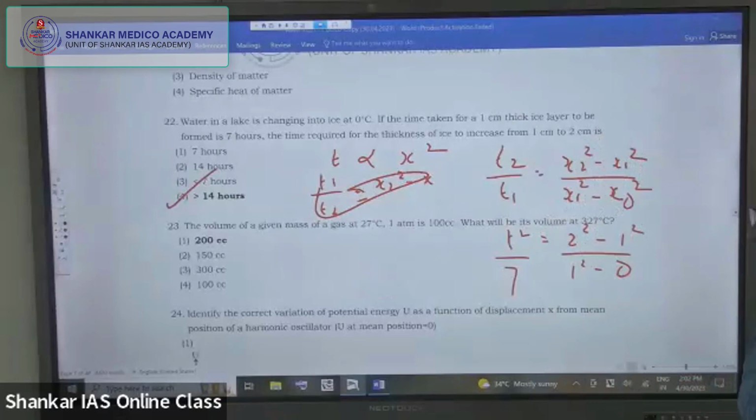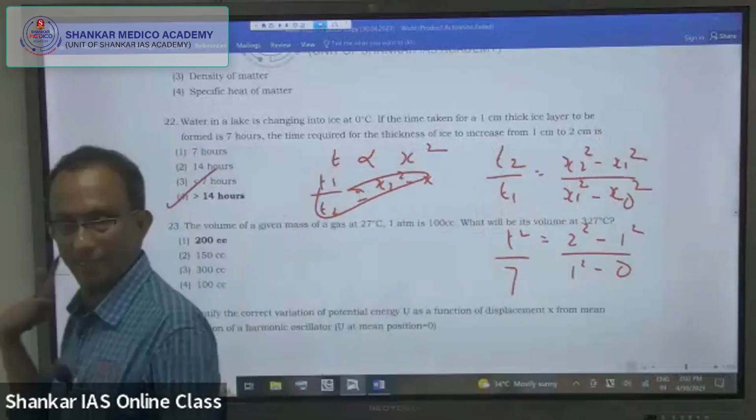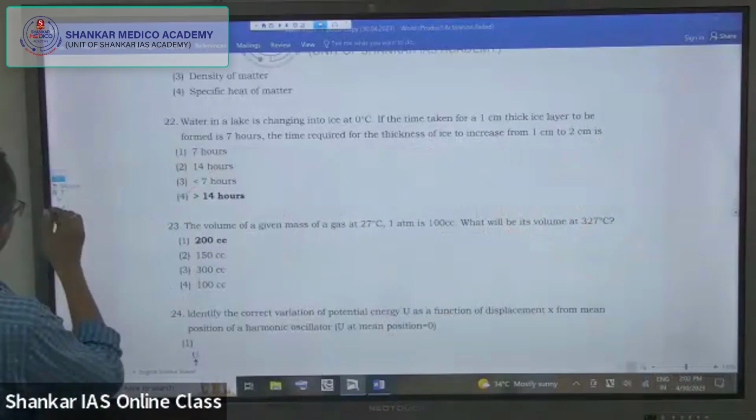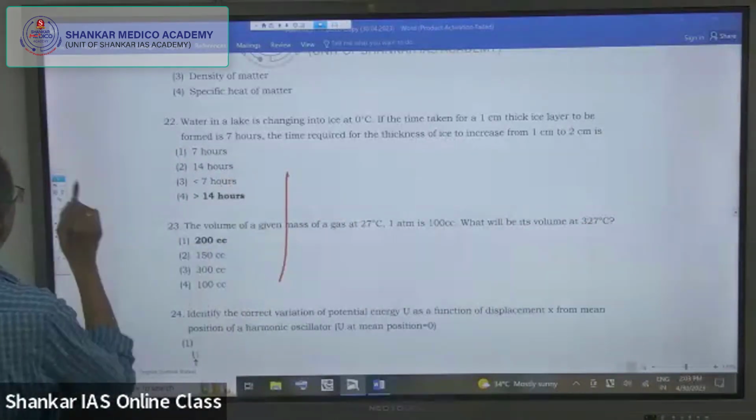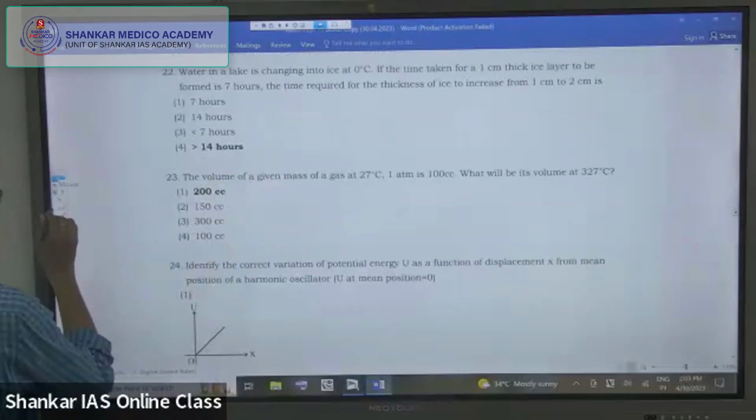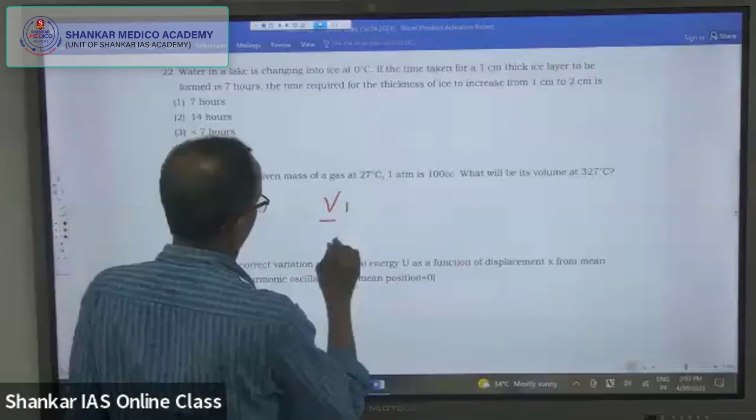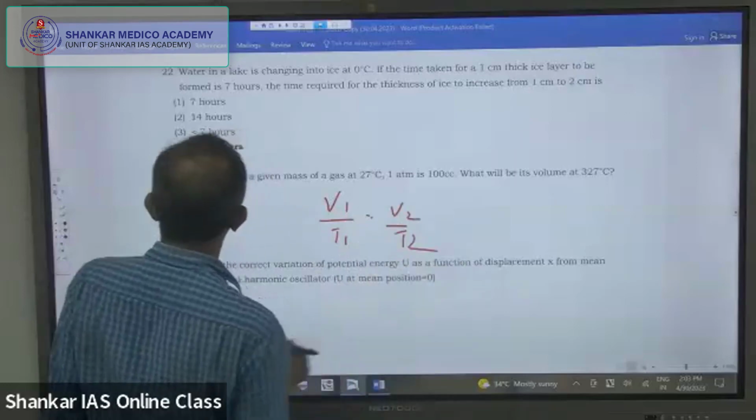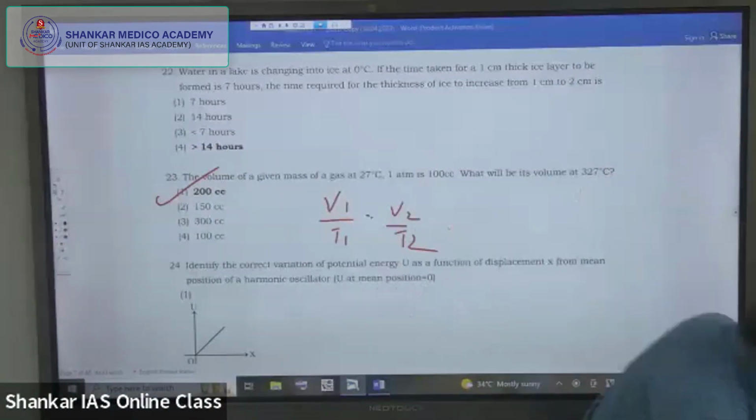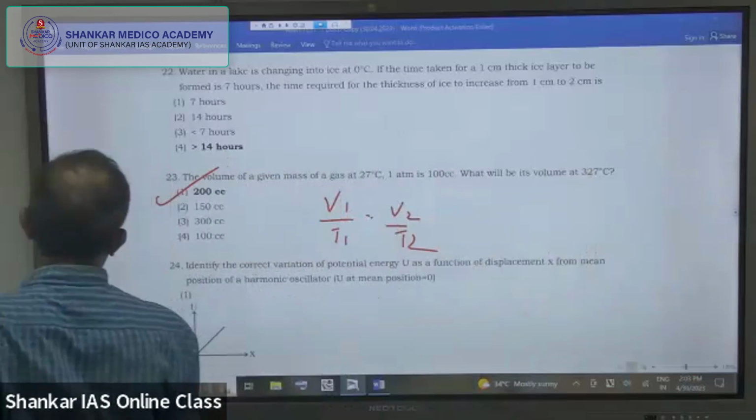Option 4. So question number 23. All of you have written? Write fast, because otherwise all the questions may not be discussed. The volume of a given mass of gas at 77 degrees Celsius is given here. What is the equation? Simple, Charles law. V1 by T1 equals V2 by T2. Answer is 200 centimeter cubed.